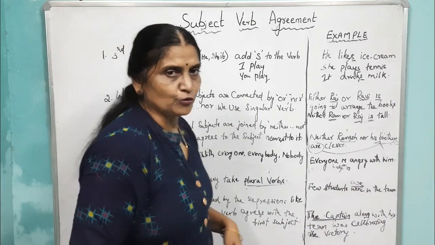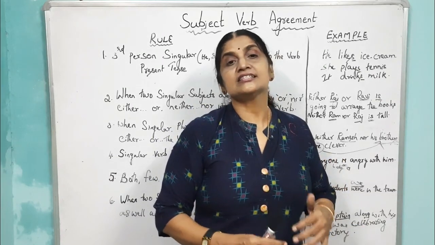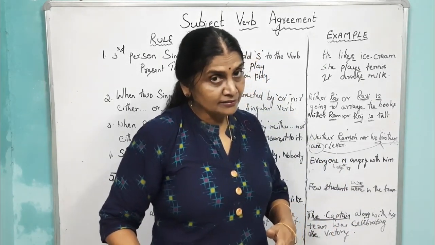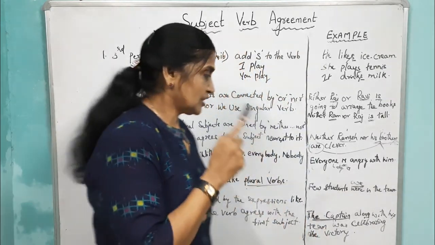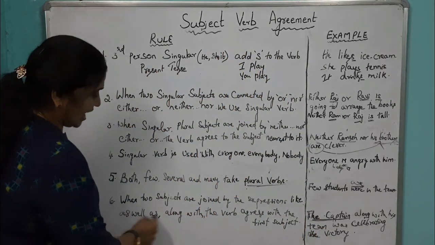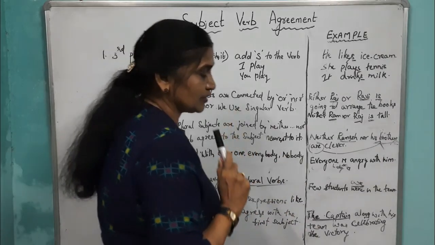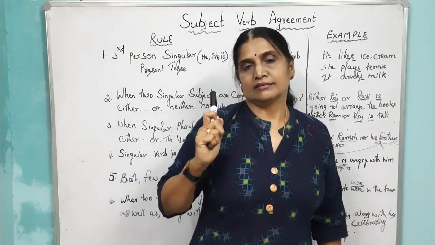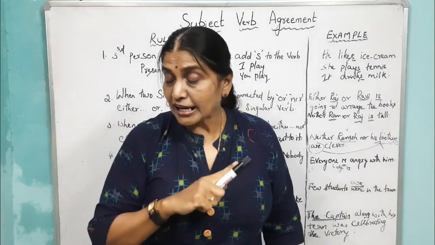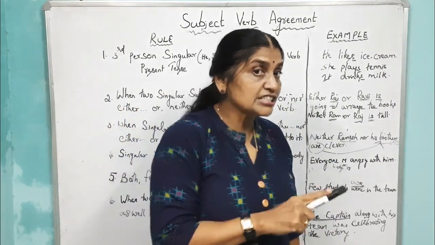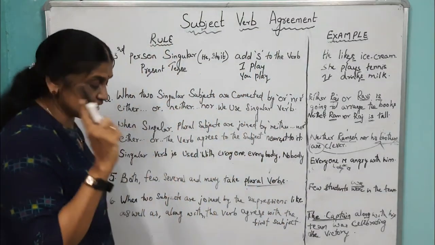Another example I give you. The teacher as well as the students. What do you have to say? The teacher is singular or plural? It is singular. So the teacher as well as the students was in Bangalore. You cannot write were, because the first subject is what? The teacher, it is singular.